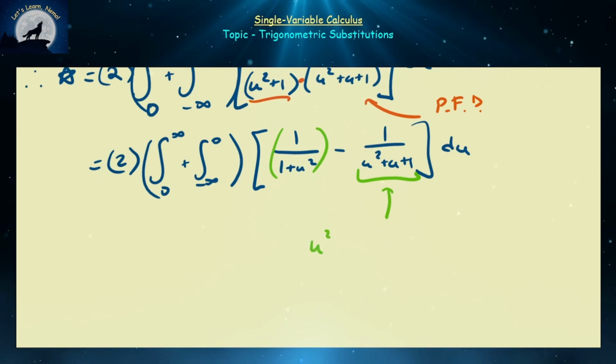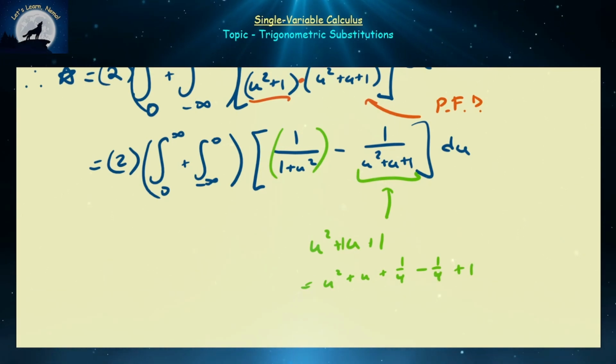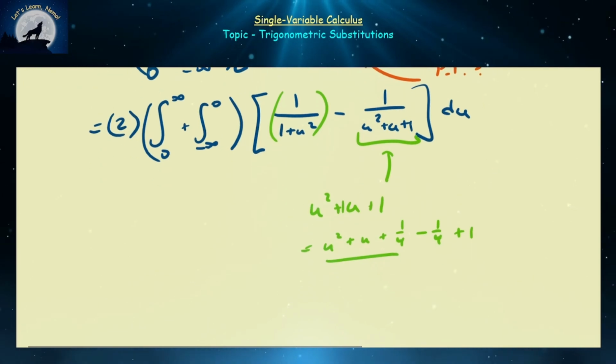Because what's that? Well, that's u squared plus u plus 1. So the magic number in front of u this time is 1. Divide that by 2 and square it. So that's going to be equal to u squared plus u plus 1/4 minus 1/4 plus 1. And what is 1 minus 1/4? Well, that's just going to be 3/4. And that little underlined term is just going to be equal to the quantity u plus 1/2, squared, plus 3/4.